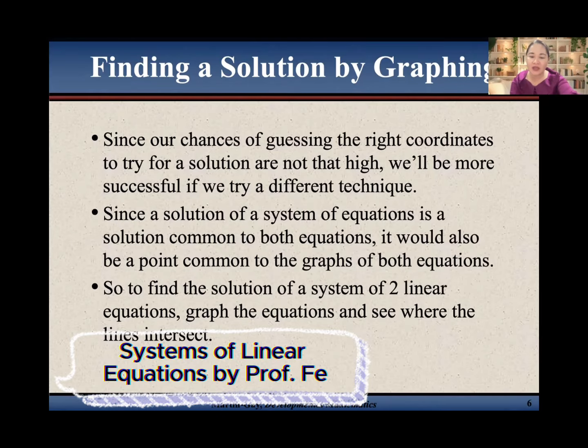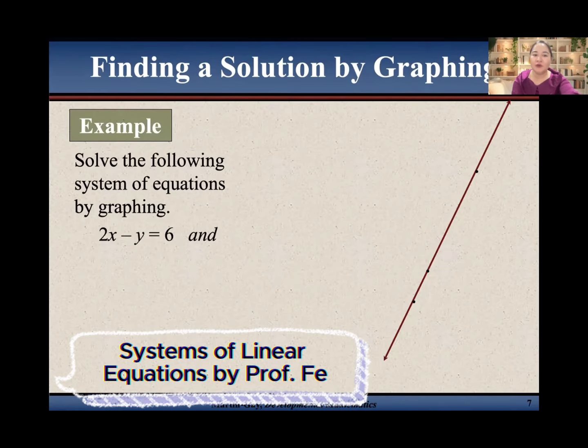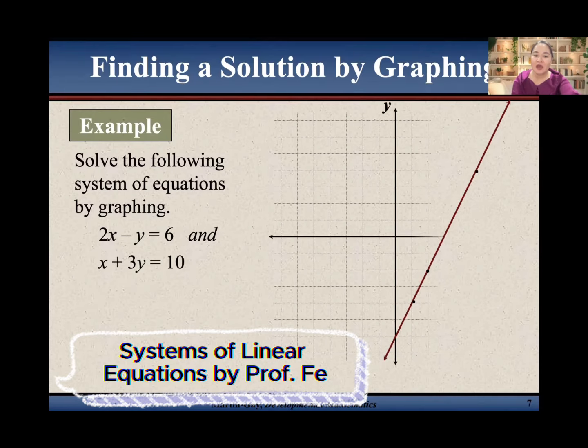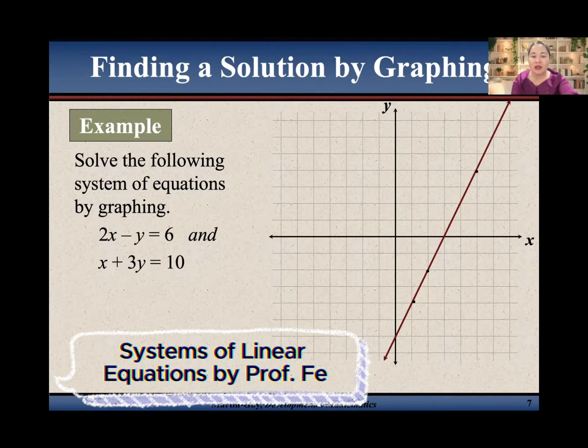You can find a solution by graphing, by the elimination method, or by substitution. Here is an example using a graph. Solve the following systems of equations by graphing. When you graph, you can let x equal 0 and then solve for y, and then you get a point. For example, 2x minus y equals 6, and the other equation, x plus 3y equals 10. So how are you going to graph?